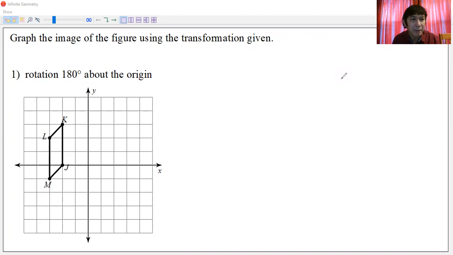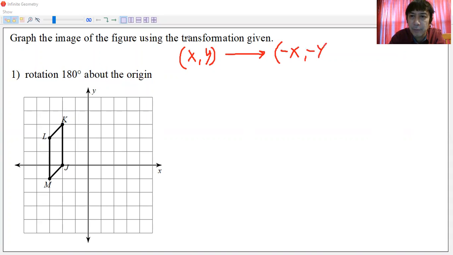So for 180 degrees, there's a specific formula. So we're going to make use of the formula. The formula is from the points of the given pre-image, and the result of the rotation transformation will make the coordinates of each be transformed just the reverse sign of those values. So this will become negative x and negative y there.